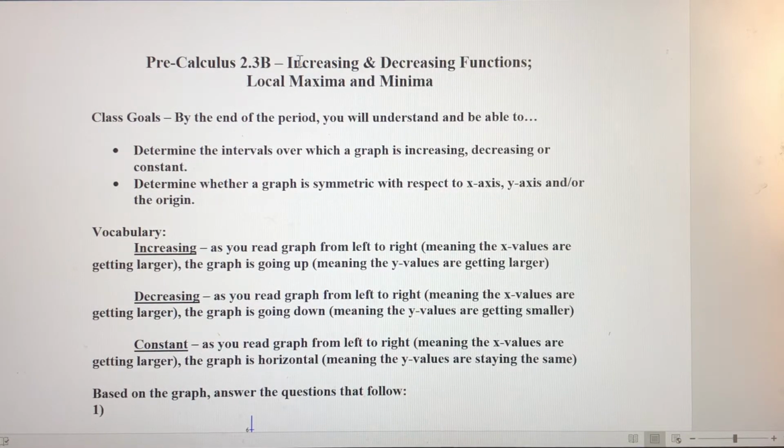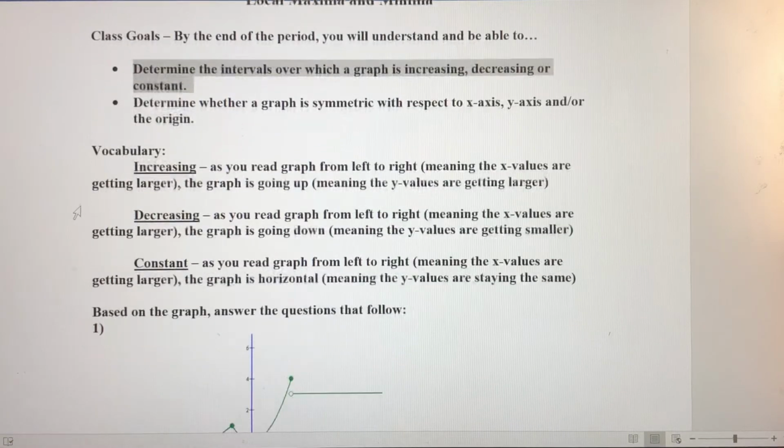In this video, we're going to be talking about increasing and decreasing functions. In a subsequent video, we'll talk about local maximum and minimum values. So what we want to do here is determine the intervals over which a graph is increasing, decreasing, or constant. So let's define those three terms in this context first.